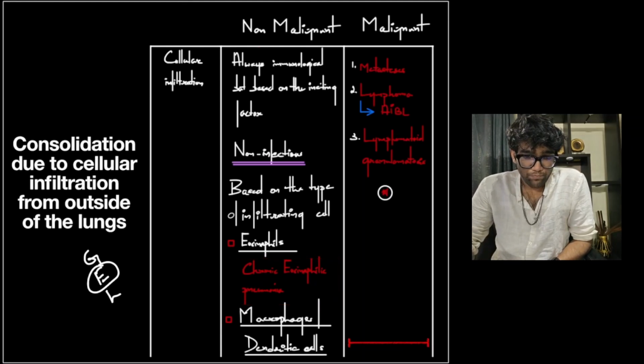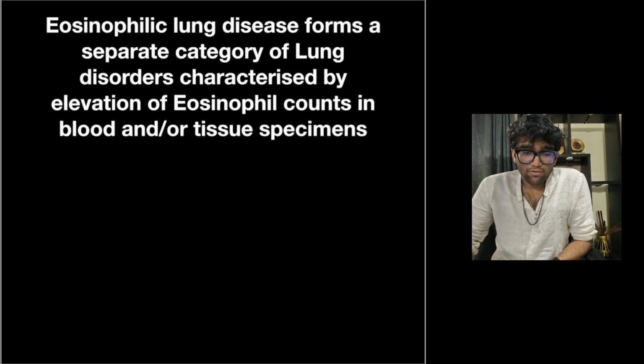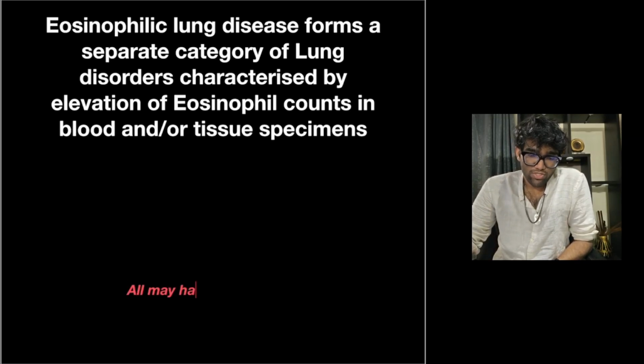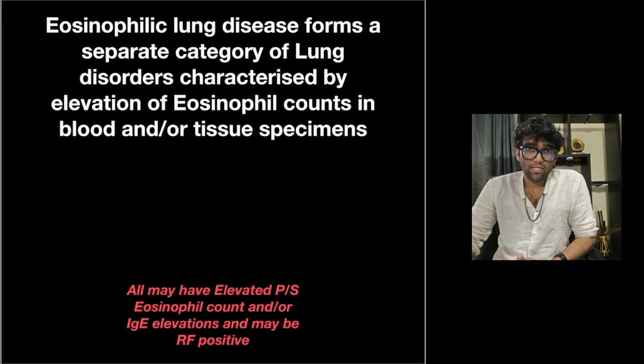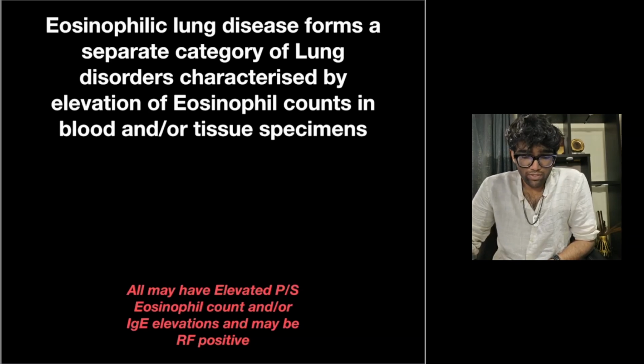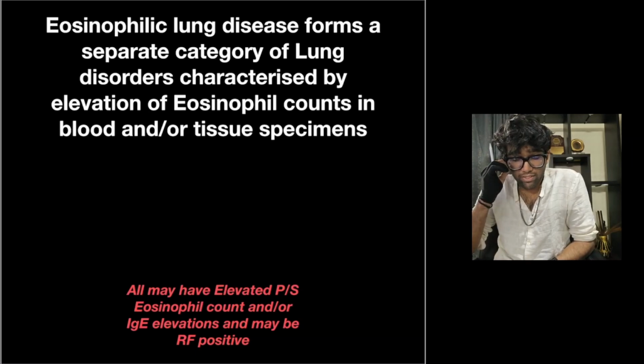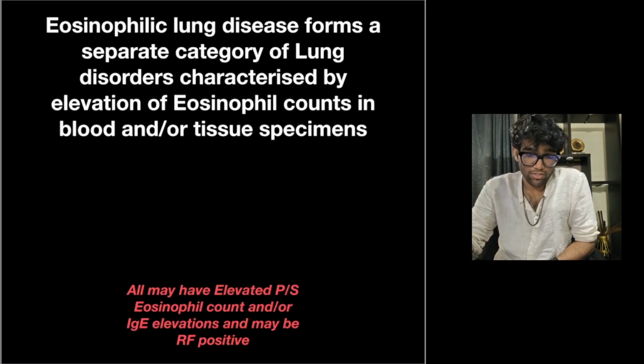subsection. So eosinophilic lung diseases are a separate category of lung disorders that are characterized, very importantly, by an elevation in eosinophil counts, either in the blood or in a tissue compartment. Therefore, almost definitionally, they have an elevation in tissue and/or blood eosinophil counts. They may also have a similar elevation in the peripheral smear eosinophil count, and may be secondary to Th2 polarized responses. So there may also be a concomitant elevation in IgE levels and RF positivity. So this is something that unifies all eosinophilic lung disorders.